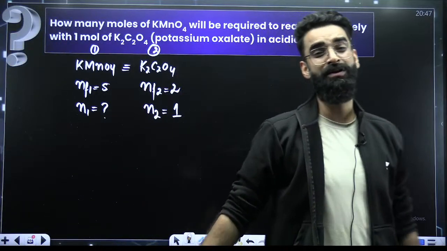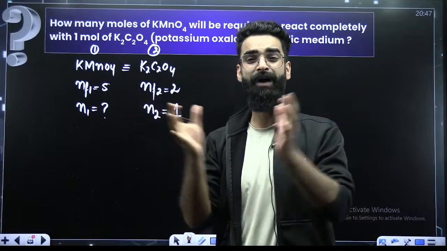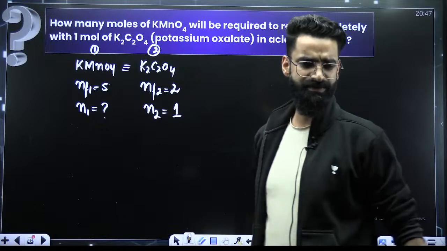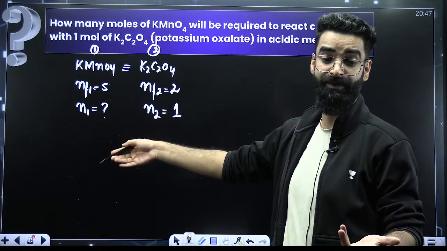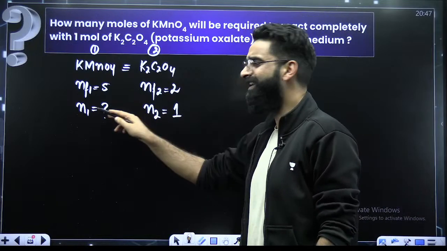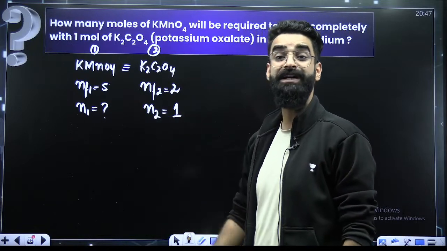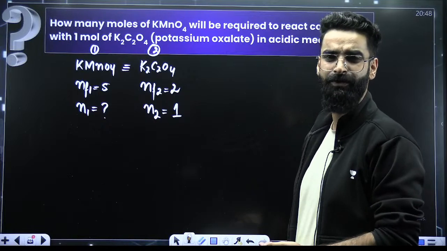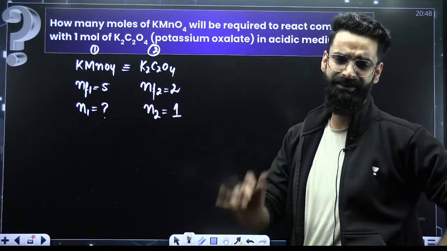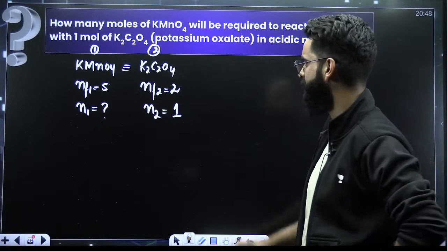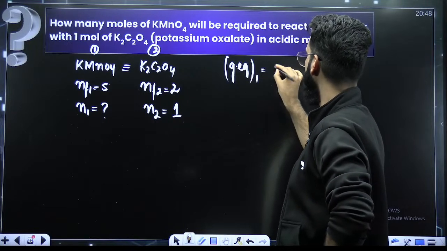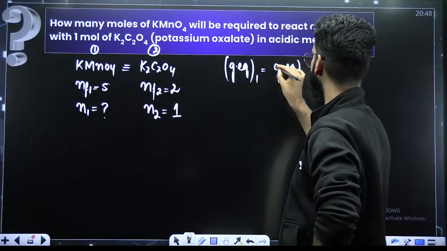Now, my dear students, which concept are you going to use? Since they are going to react, gram equivalence of 1 reacted should be equal to gram equivalence of 2 reacted, or milli equivalence of 1 reacted has to be equal to milli equivalence of 2 reacted. The data is given in terms of moles, not millimoles. If the data is in terms of moles, you use gram equivalence. If it was millimoles, you would have used milli equivalence. So I'll write gram equivalence of 1 reacted equals gram equivalence of 2 reacted.